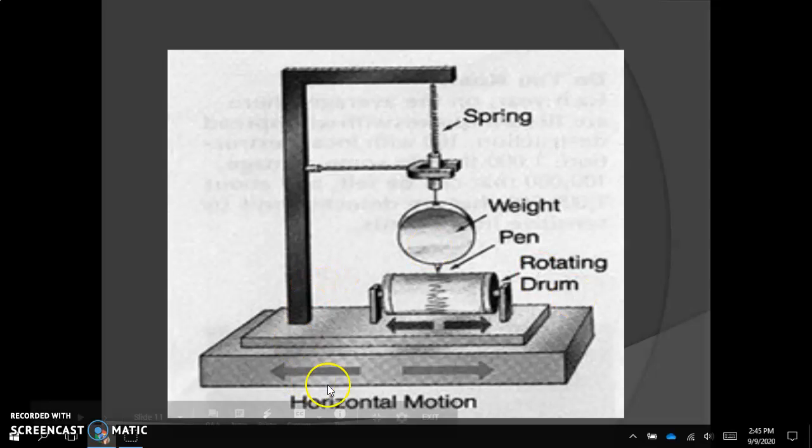So here is what happens. So we have the horizontal motion being measured. You've got the rotating drum that will have paper on it that you can record, a pin with a weight and a spring. So as those waves make their way to the surface, and as this begins to move back and forth, it will swing in response to the waves that are being measured. So again, the P waves make it first, then the S, and then the L waves.